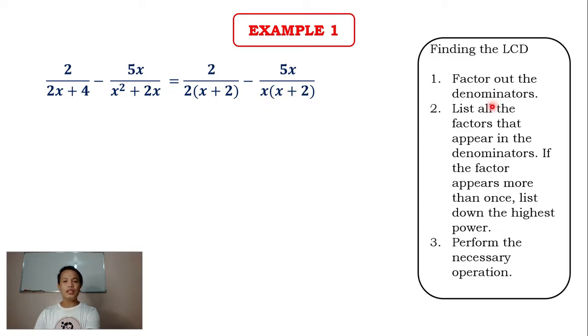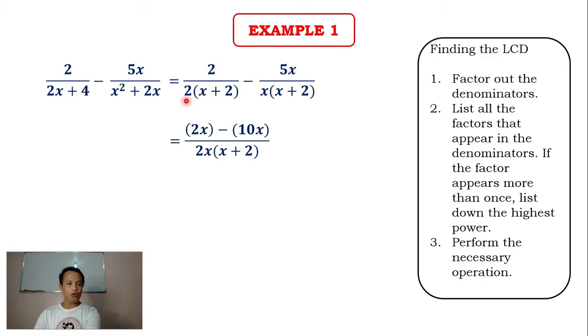Now the second step: list all the factors that appear in the denominators. If a factor appears more than once, we list down the highest power. In this case, we have the factors 2, x plus 2, x, and x plus 2. 2 and x are different factors, but we have two factors that are the same, x plus 2 and x plus 2, and we need to list down only one of them. Therefore, our LCD for these fractions is 2x times x plus 2.